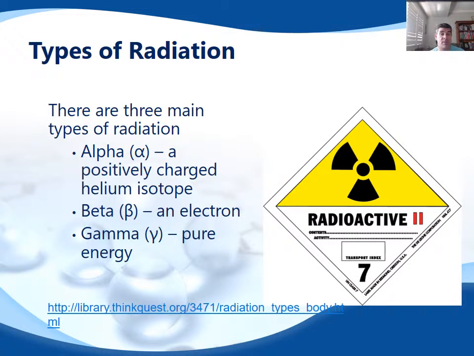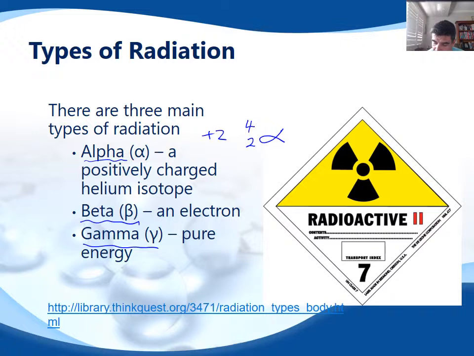So three types of radiation, and they are alpha particles, beta particles, and gamma radiation or gamma rays. Each of these is characterized by, I guess, something that makes it easier for us to identify them. So an alpha particle is a positively charged helium isotope. That is, it's a helium nucleus. The alpha particle has 2 protons and 2 neutrons and no electrons. So it's charged, a charge of +2, and it has mass.